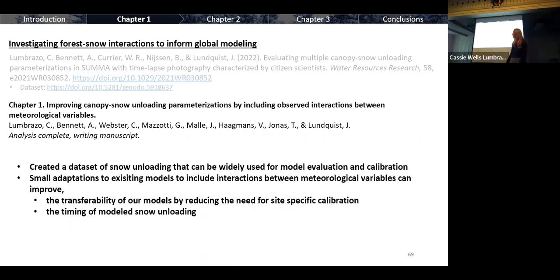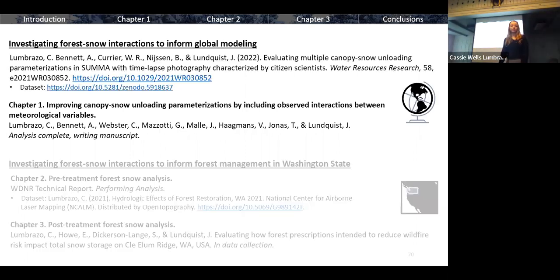Okay, so a summary of this is that we created a data set that can be widely used. It's 3 sites from very different climates that has a lot of information. So this is available, people can use it. And small adaptations to existing models can improve their performance if we include these interactions between meteorological variables, to improve the timing of unloading and reduce the need for site-specific calibration. Okay, so there's the snow unloading world as far as the perspective of global modeling goes. And that first paper is published, and for my chapter 1, this is a manuscript where all the analysis that I just showed you is complete, and I'm writing.